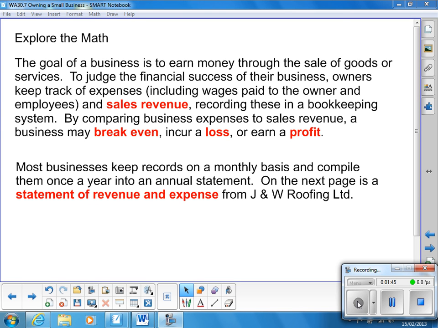So break even means that they haven't made any money, but they haven't lost any money. Incurred a loss means that they had more expenses than sales. And earn a profit is what you're shooting for. It's when you make money. Most businesses keep records on a monthly basis and compile them once a year into an annual statement. On the next page is a statement of revenue and expenses for J&W Roofing Limited.